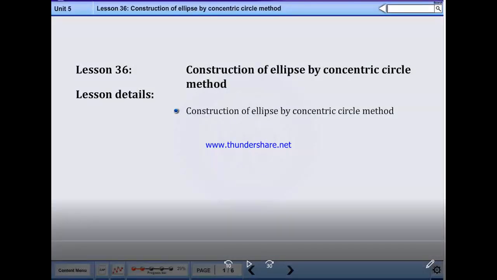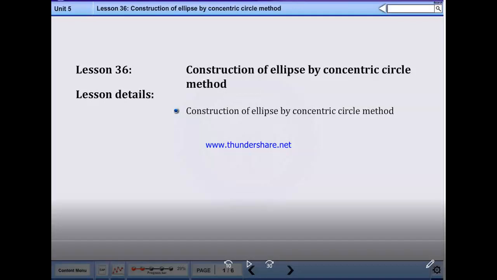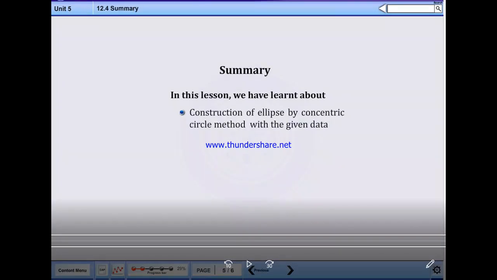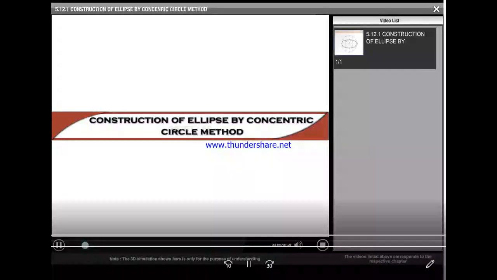From the previous continuation of the lesson, construction of ellipse by concentric circle method. In this we are going to learn the construction of ellipse by concentric circle method, continuing from the previous construction of ellipse.